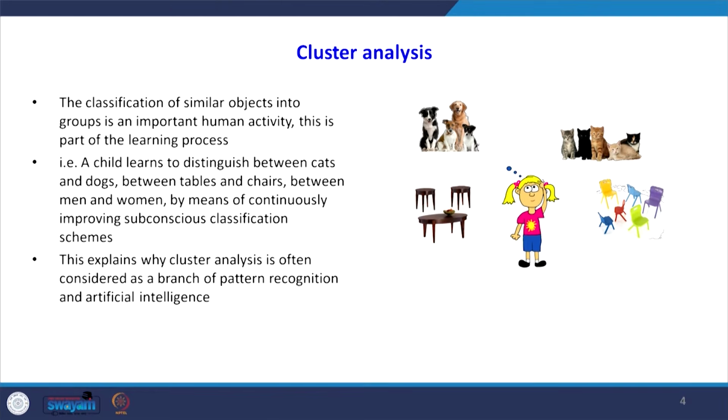The classification of similar objects into groups is an important human activity. This is part of the learning process. A child learns to distinguish between cats and dogs, between tables and chairs, between men and women by means of continuously improving subconscious classification schemes. What is the meaning of this point is, a child unknowingly is able to classify different objects and able to group, cluster different objects which are similar in nature.